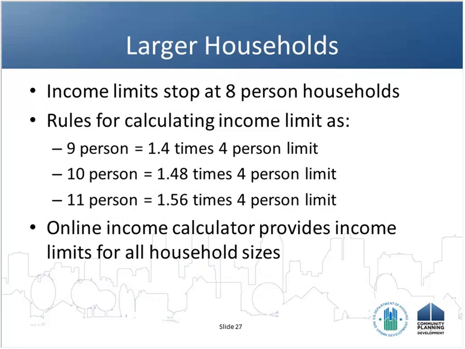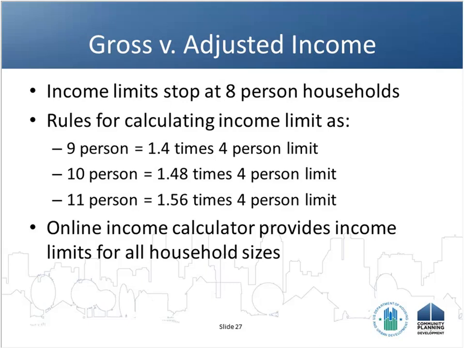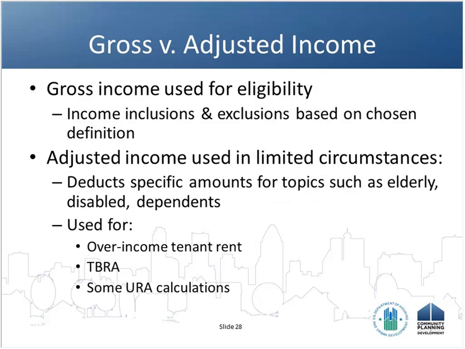For larger households that go beyond 8 persons, there is a calculation that has to be done. It can be done manually based on these rules, but also the income calculator will make that calculation for larger households if that is needed. So let's talk a little bit about, well, what are we actually using as income? Are we counting everything? Are we making some adjustments?